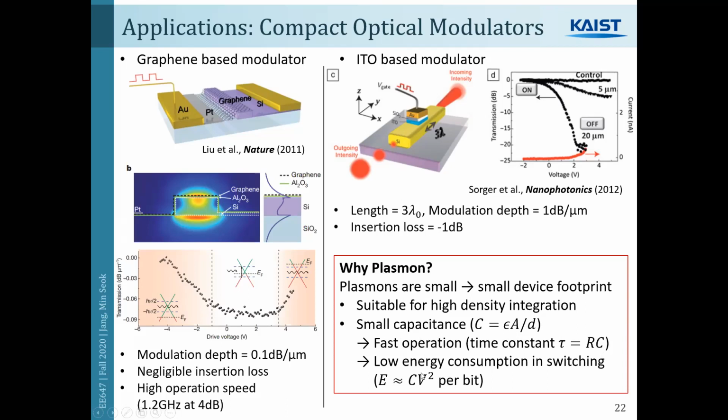And also, when you turn on and off each device, the energy that is required is also proportional to CV squared. So when C goes down, the device can also be energy efficient at the same time. So the small device footprint is very desired, and plasmons can achieve that. And then when the device footprint becomes small, you don't need to worry too much about the loss, because it doesn't undergo too many propagations. So this is the justification of why you use plasmons in optical modulators.